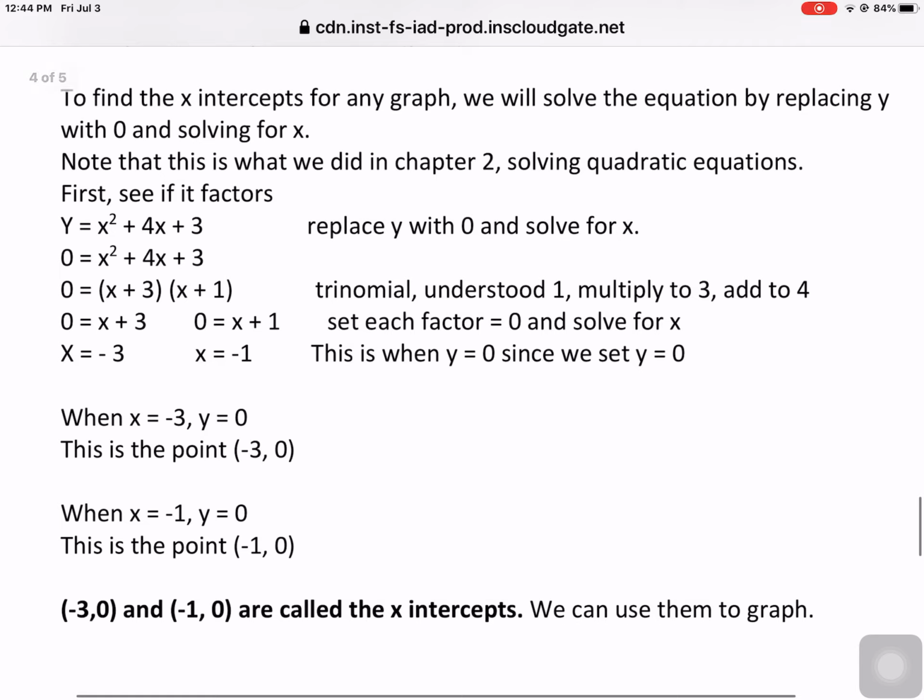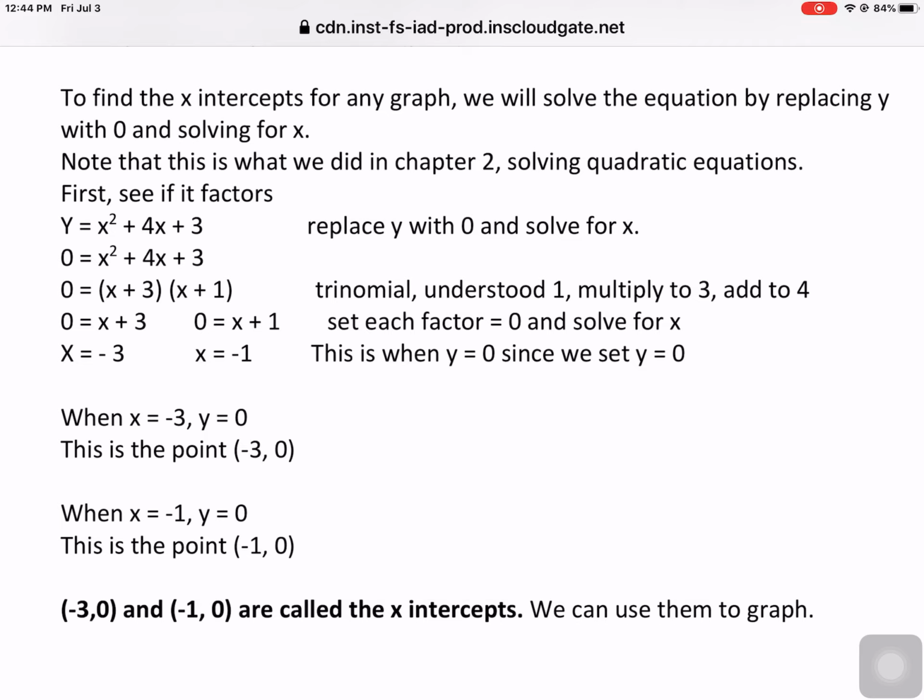Okay. To find the x-intercepts for any graph, we will solve the equation by replacing y with 0 and solving for x. Note that this is what we did in Chapter 2, solving quadratic equations. First, see if it factors. Y equals x squared plus 4x plus 3. Replace y with 0 and solve for x. 0 equals x squared plus 4x plus 3.